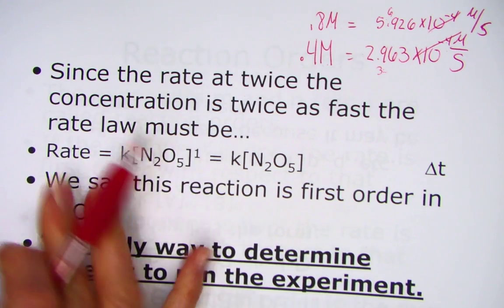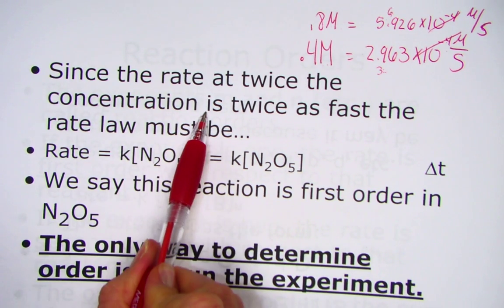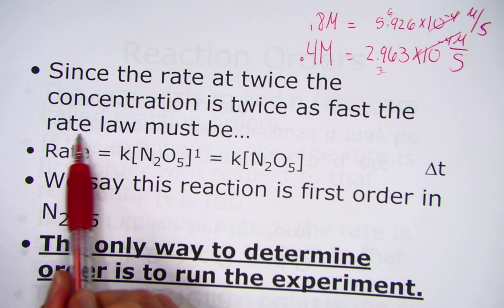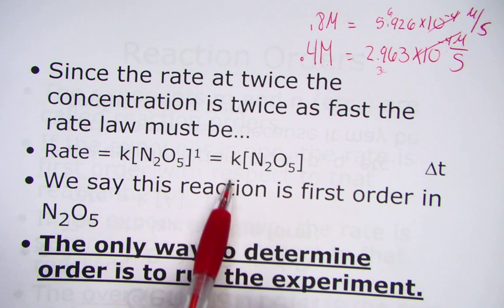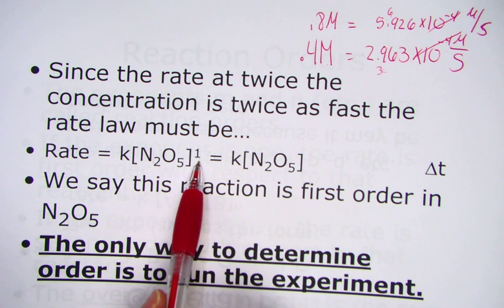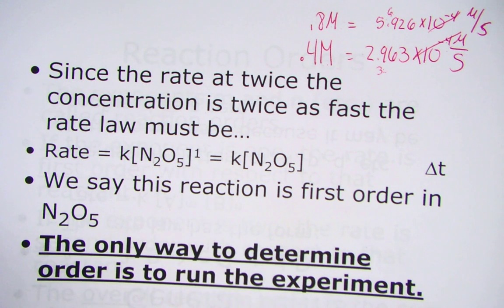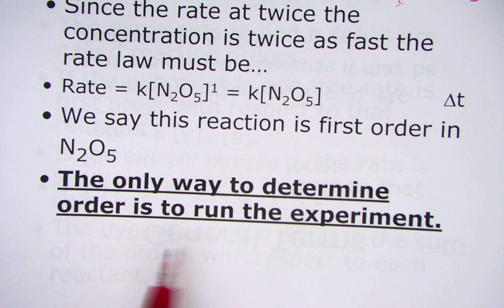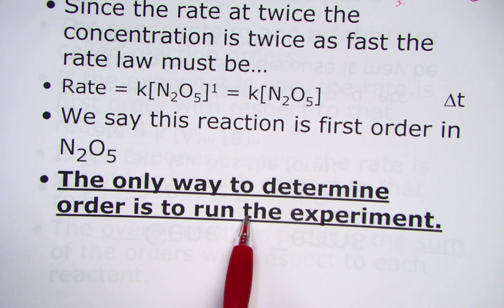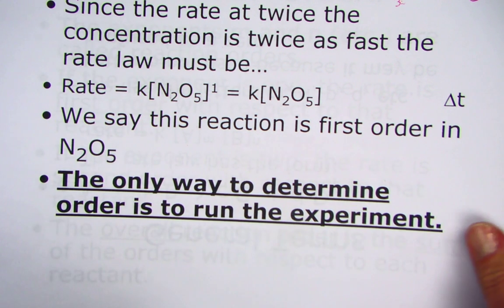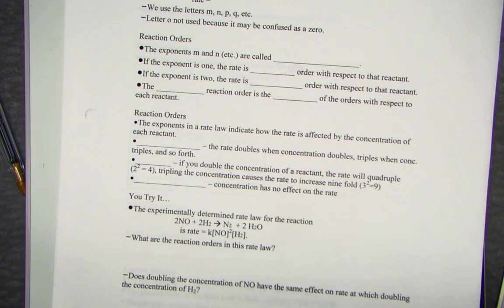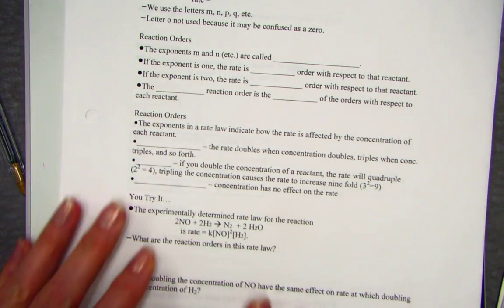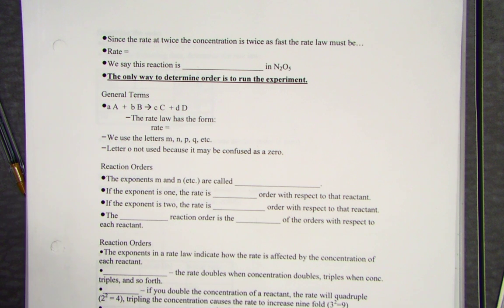Since the rate at twice the concentration is twice as fast, well, the rate law must be first order with respect to our reactant. It had nothing to do with the stoichiometry. The only way to determine this is to run the experiment. Now let me go back to the note pack. Again, I needed to pull those slides to show what we were comparing. So if you have your PowerPoint up in a different window, you can see those lists and how we go through and actually graph those.